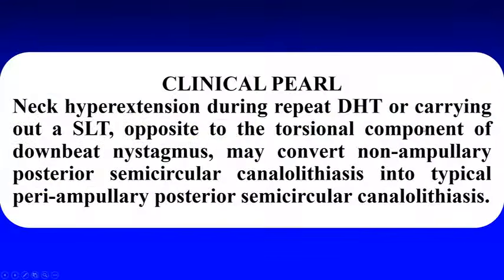So the clinical pearl is that neck hyperextension during a repeat Dix-Hallpike test, or carrying out a side-lying test opposite to the torsional component of the downbeat nystagmus, may convert non-ampullary posterior semicircular canalolithiasis into the typical periampullary posterior semicircular canal BPPV. If it doesn't convert, what to do?